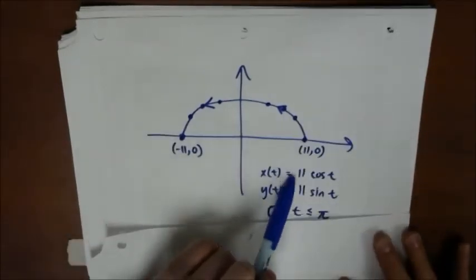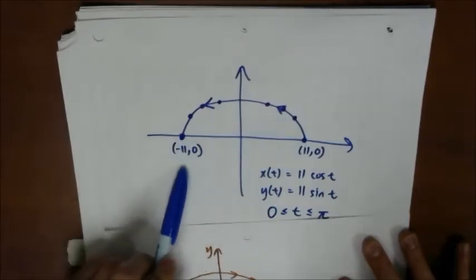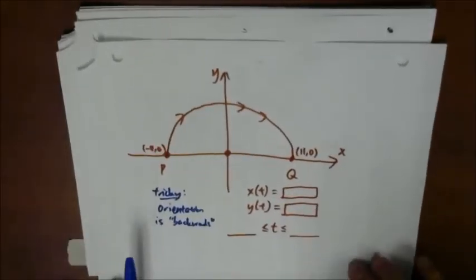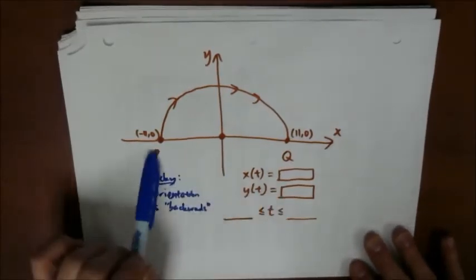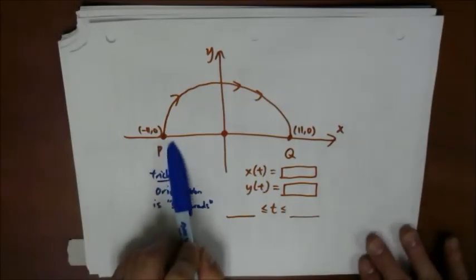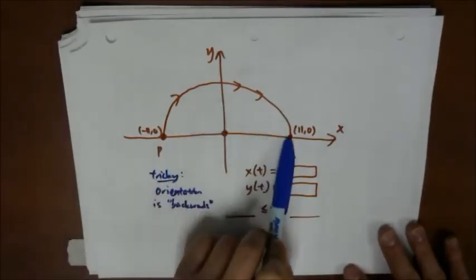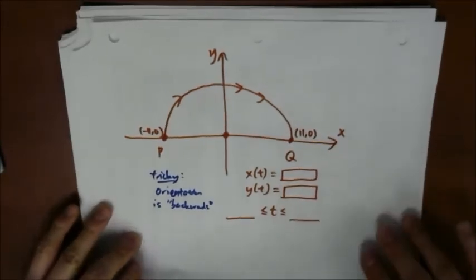In this picture, the x-coordinate starts at positive 11 and keeps shrinking until you get to negative 11. In this picture, we want the x-coordinate to start at negative 11, and then keep growing until you get to positive 11. So I hope that connects what's going on.